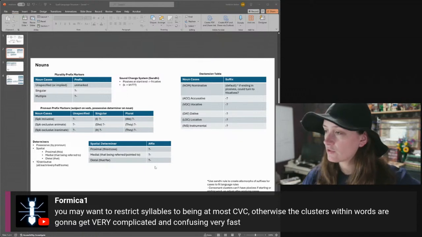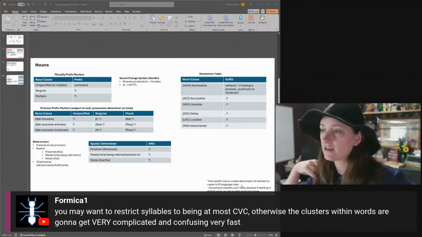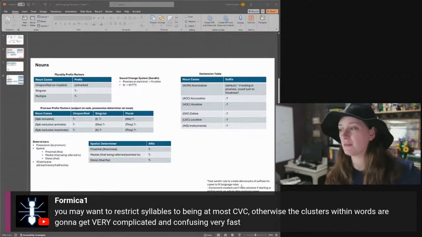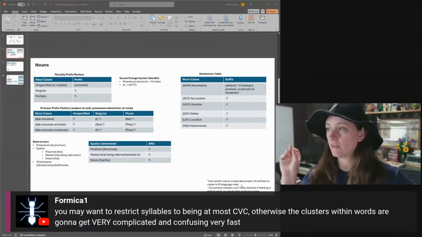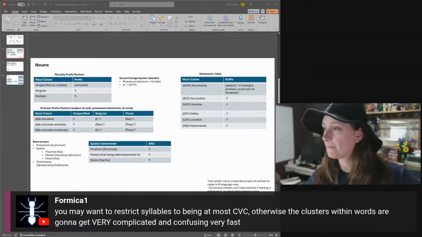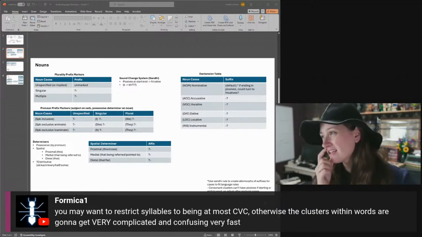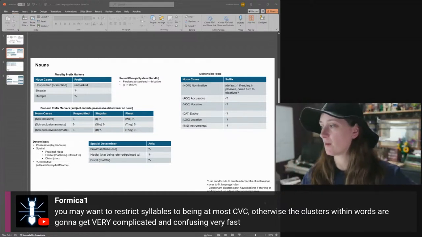So you may want to restrict syllables to being at most CVC, otherwise the clusters within words are going to get very complicated and confusing very fast. Yeah, I think they have to be very short. All the little morphemes and stuff need to be little. There might be a couple of rare edge cases, but I think mostly, capping it at CVC would probably be smart.